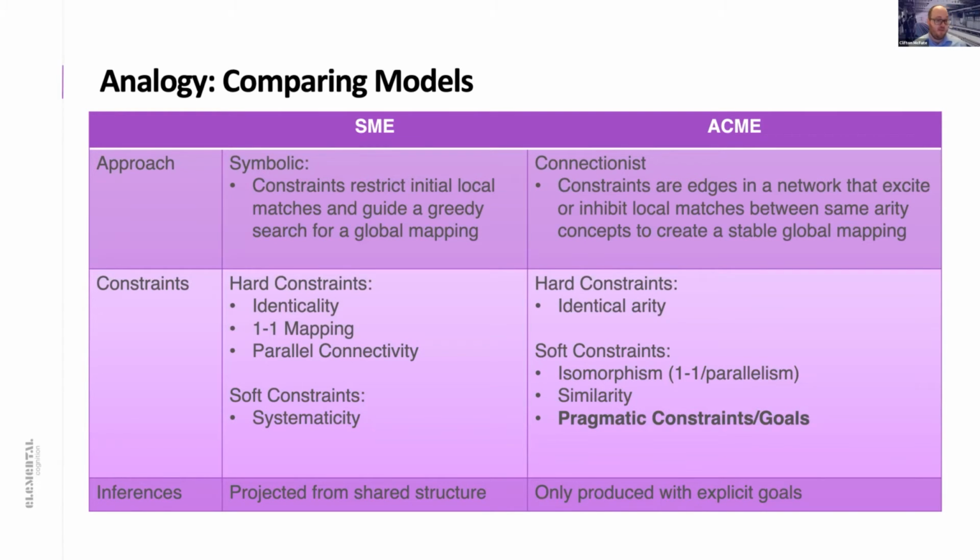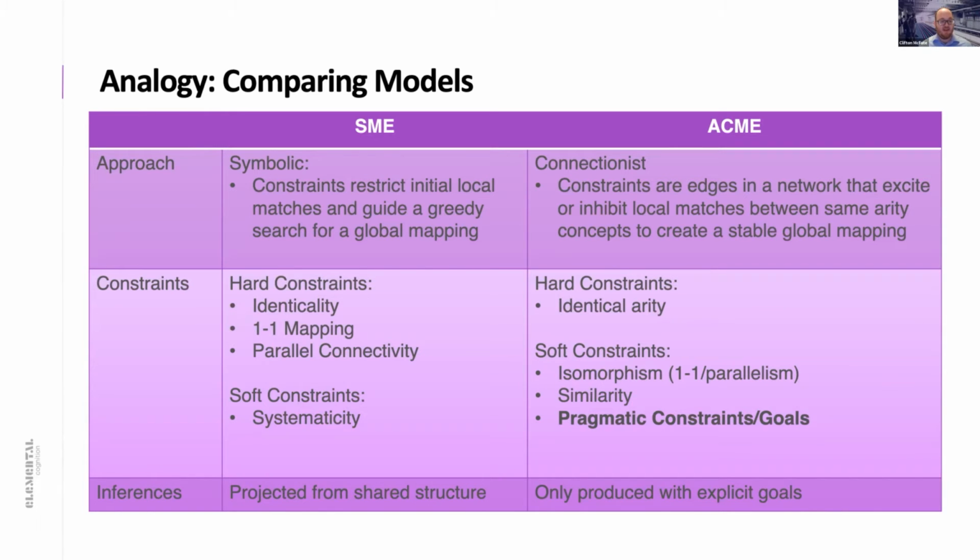They are both similar in that they are these kind of local to global matches trying to create a globally satisfied alignment. However, they take different approaches. SME is symbolic. The constraints of structure mapping theory restrict both initial local matches and guide a greedy search for a global alignment. Whereas in ACME, constraints are edges in a network that excite or inhibit local matches. And all matches between same arity concepts are permitted to start with. So there's a difference between the kinds of constraints.